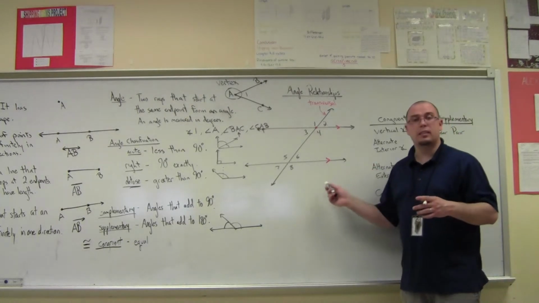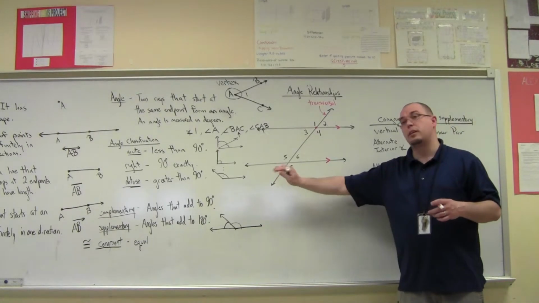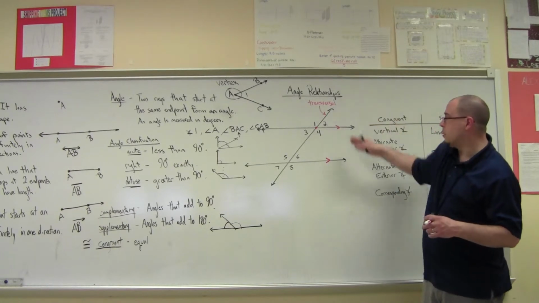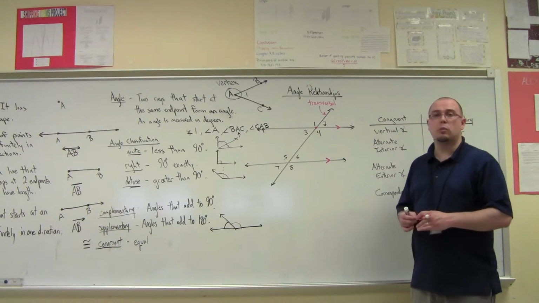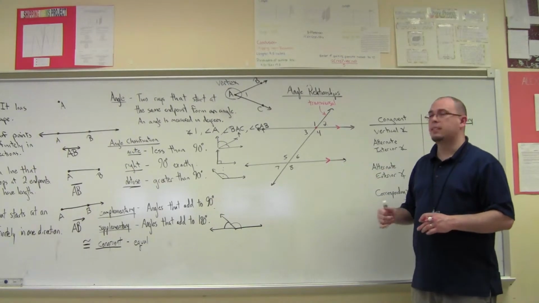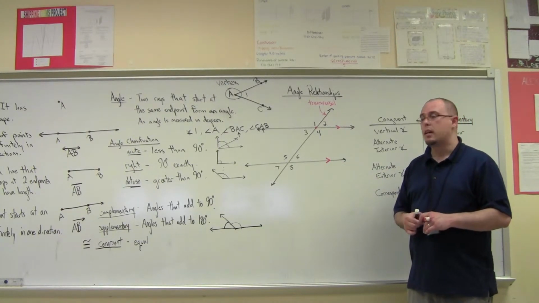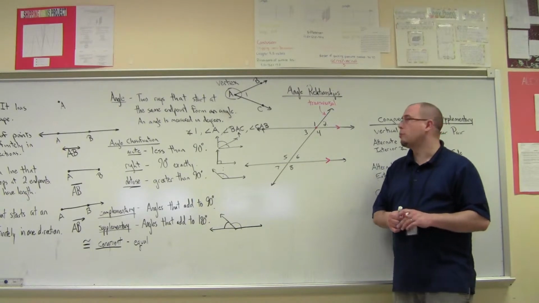You could see multiple examples of this, so if I added a third line, we'd have another 4 angles. I could add another transversal going the other way, we'd have even more angles. You can add as many as you want, but for now, just to keep things simple, we're going to focus on these 8 angles. And we're going to talk about the relationships that form from them.